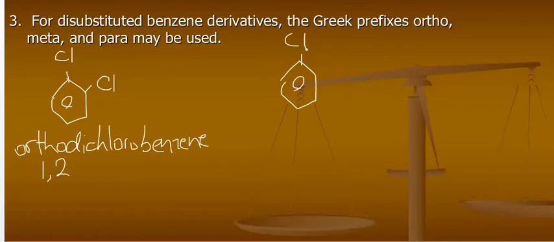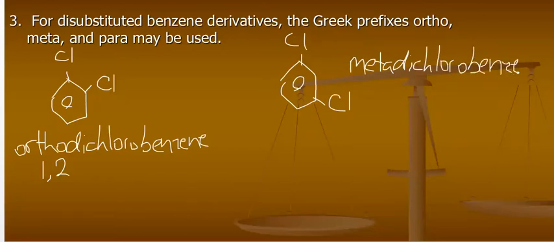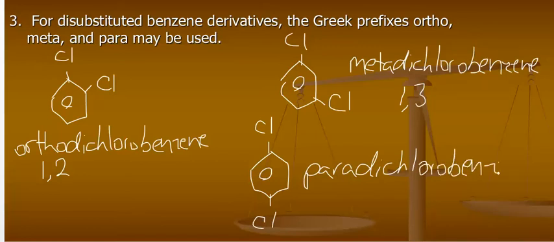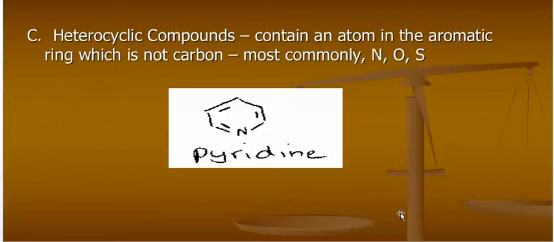If you have the 1 and 3 positions, like this compound right here, this is called meta dichlorobenzene. So the 1-3 positions. And then finally, you can have the 1-4 positions for a di-substituted, and that would be called para dichlorobenzene. But know what the prefixes mean: ortho, meta, and para.